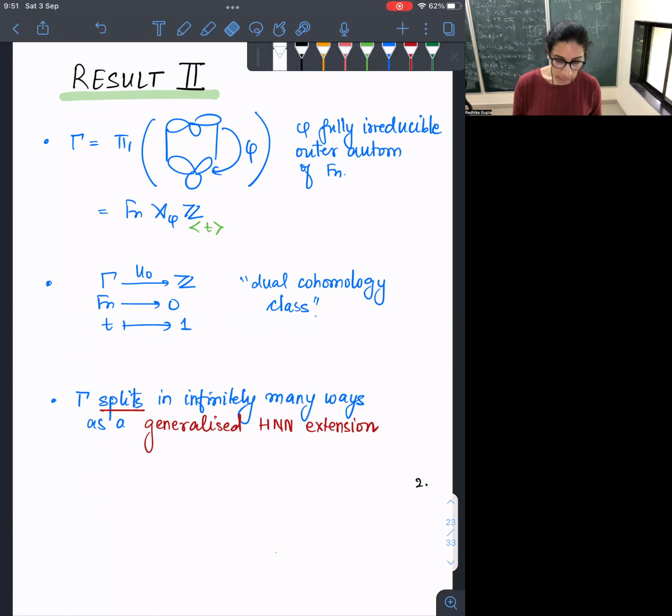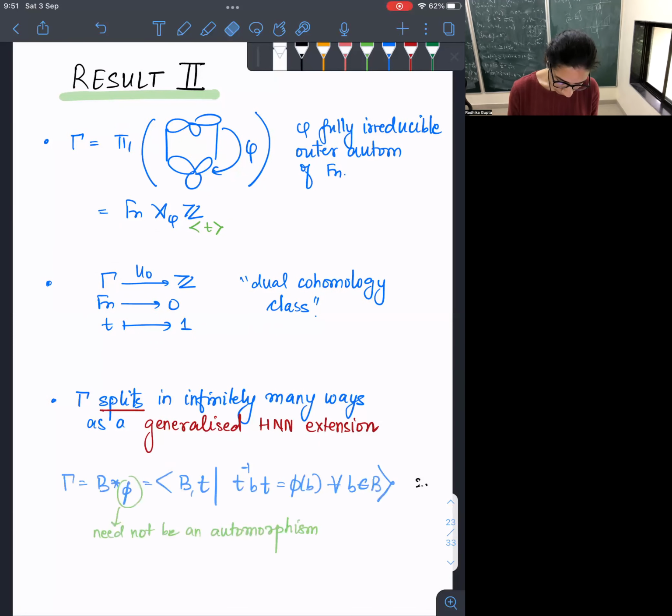For these free bicyclic groups also, there's this interesting phenomenon of splitting. These free bicyclic groups split in infinitely many ways as generalized HNN extensions. So what do I mean by a generalized HNN extension? It's basically a presentation of this form. This is how a presentation of a free bicyclic group also looks. But the difference is that for a free bicyclic group, this phi is an automorphism. When I'm writing these as generalized HNN extensions, this phi is just an endomorphism of the group B. It need not be an automorphism. That's where the generalized comes into the picture.